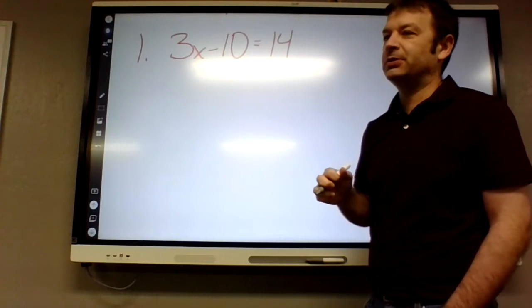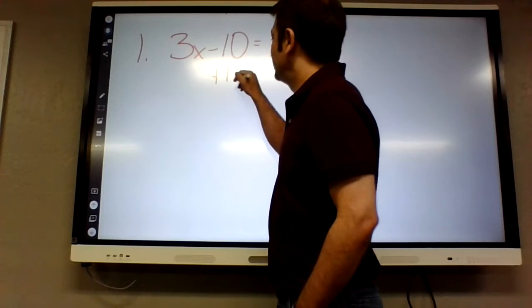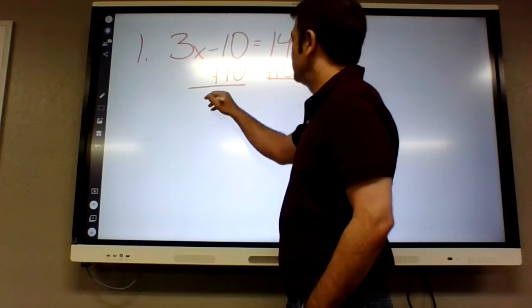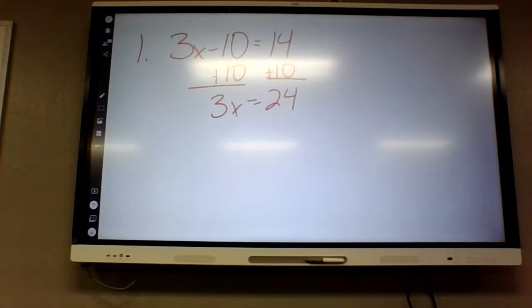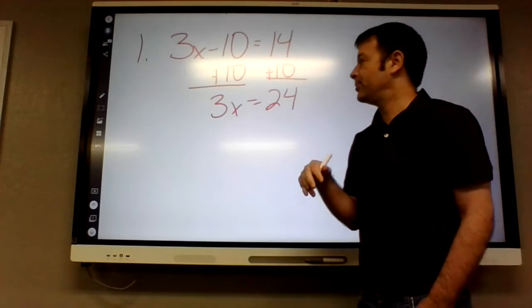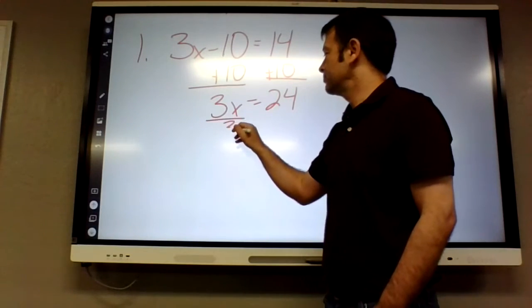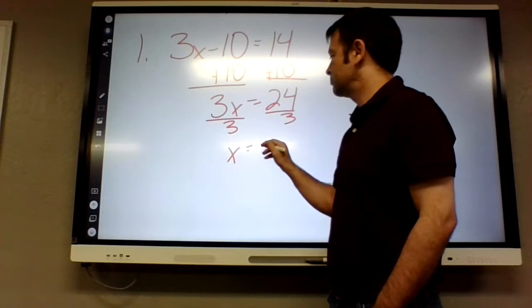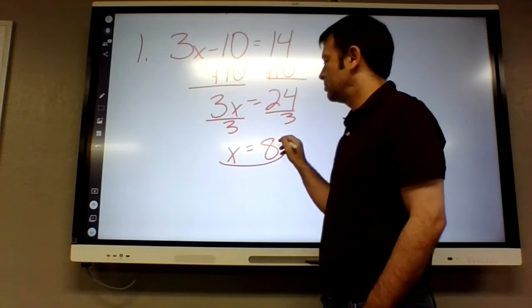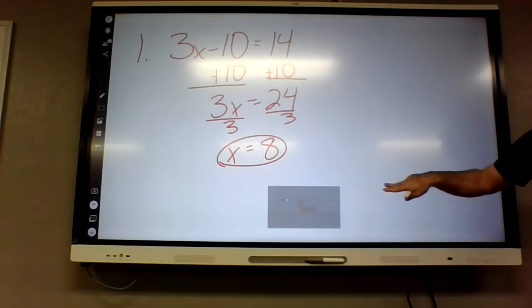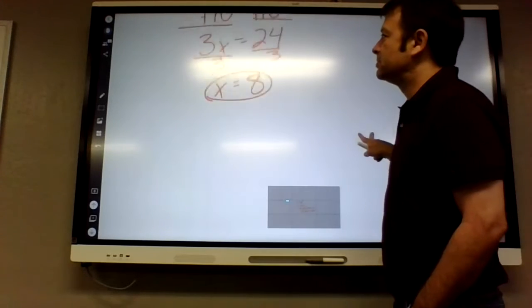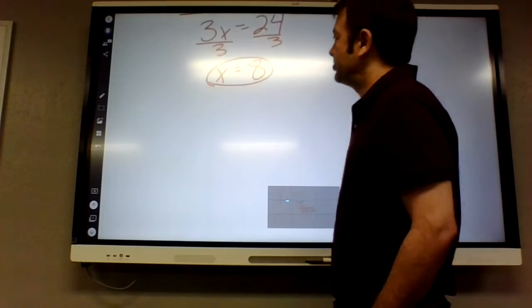Clayton, what should I do first? Plus 10. So I got 3x equals 24. You don't have to look at everything I'm writing down. Maybe just write it yourself and then check and make sure we're on the same page. That'll save you some time. And then what, Clayton? Divide by 3. Okay. Maybe I should write smaller.